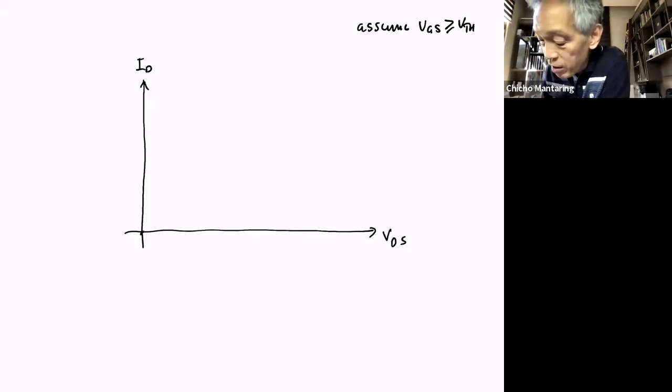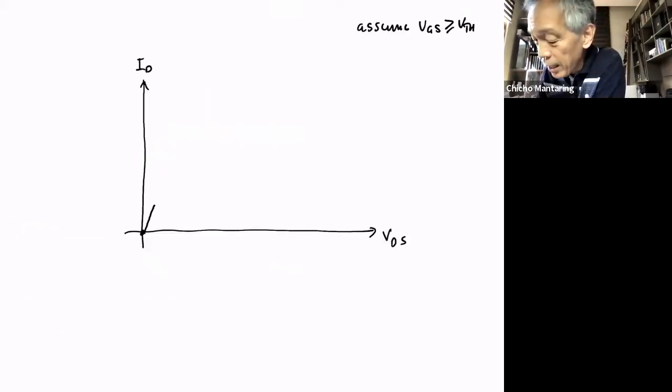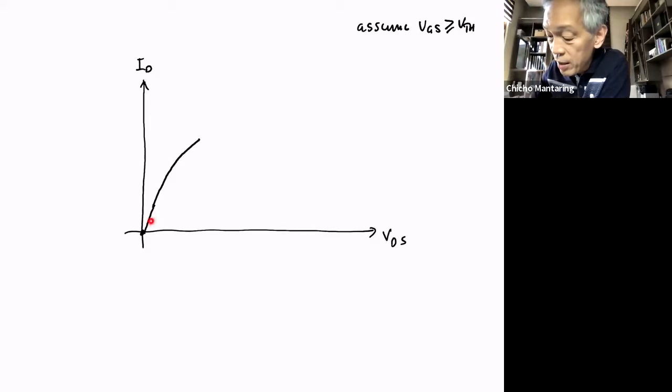Of course, when VDS equals 0, there is no ID, because there's no potential difference between your drain and your source. As I increase VDS, expect ID to increase, because this area is acting like a resistor. This area is not a perfect short circuit. This will act like a resistor. Therefore, the greater the voltage, the greater the current. And that will continue. It's not going to be a linear resistor. There's going to be a slight curve. So it's not going to be a perfect straight line. A perfect straight line would make it a linear resistor.